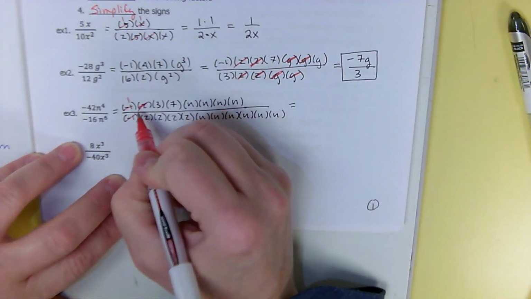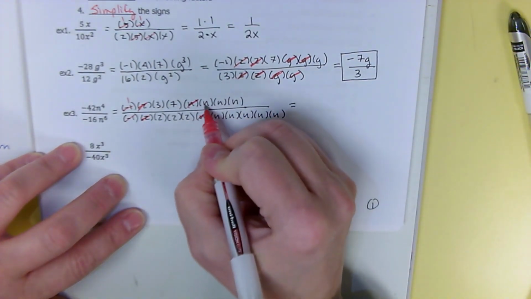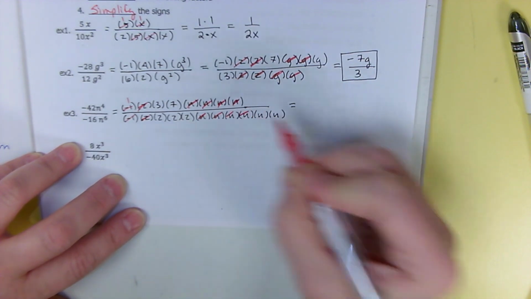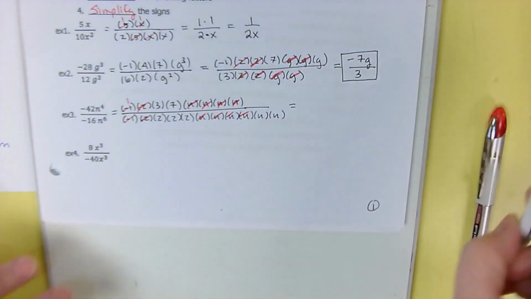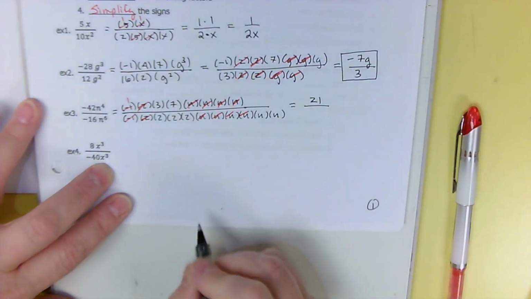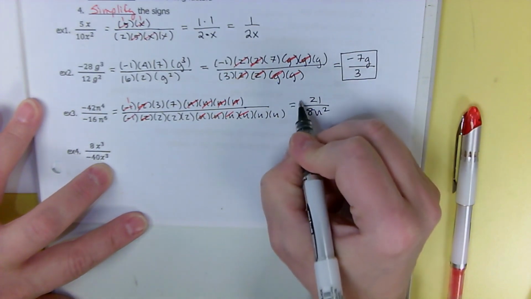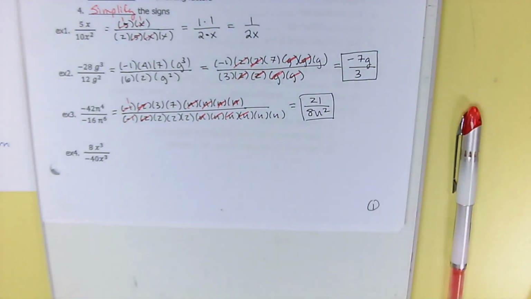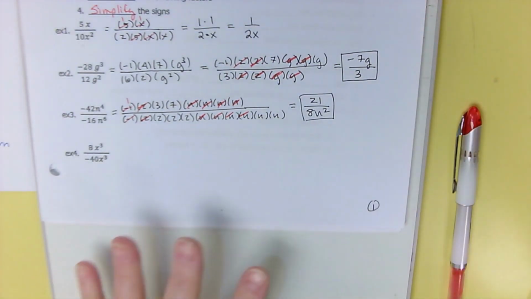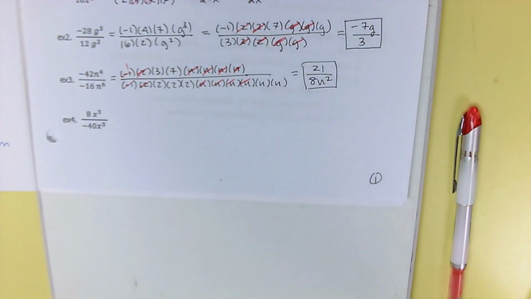All right, here we go. Divide out a 2. That's pretty much it. An n, an n, an n, and an n. That's all I've got left. So on the top, 7 times 3 is 21. On the bottom, I have 2, 2, 2, which is 8, and n, so n squared. All right, I want you to go ahead and do example 4 on your own. Go ahead and prime factor and reduce it.